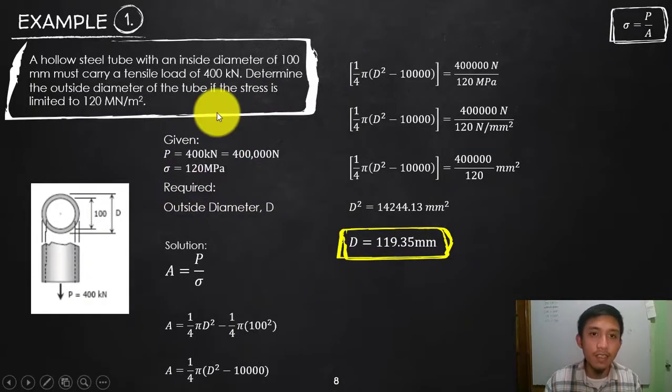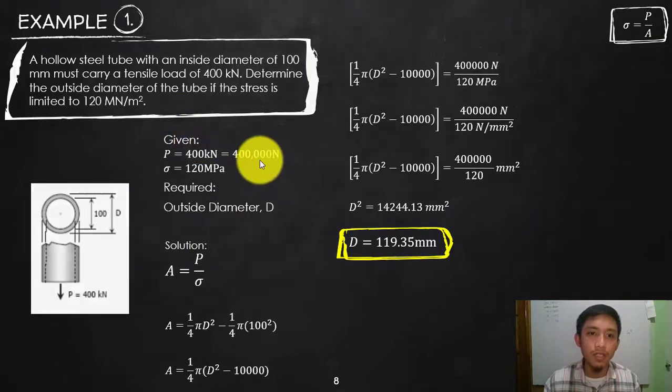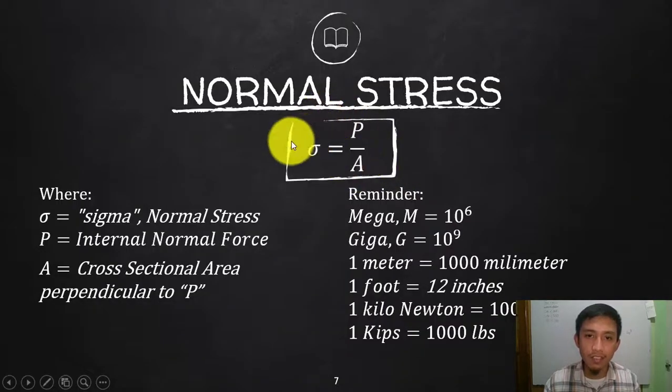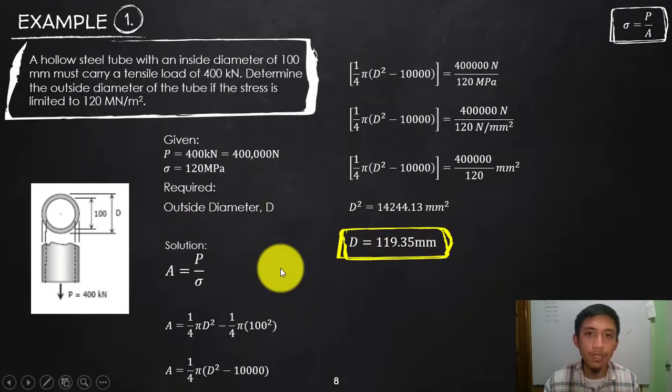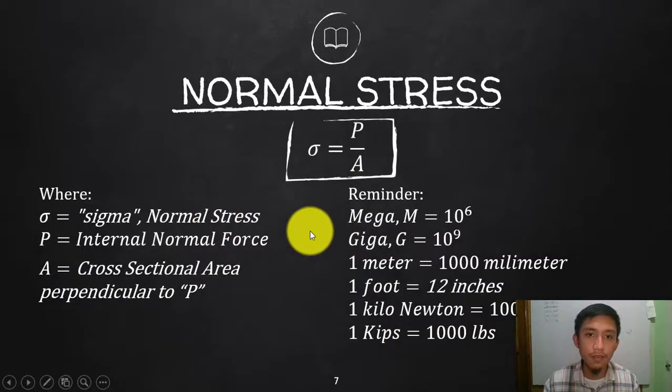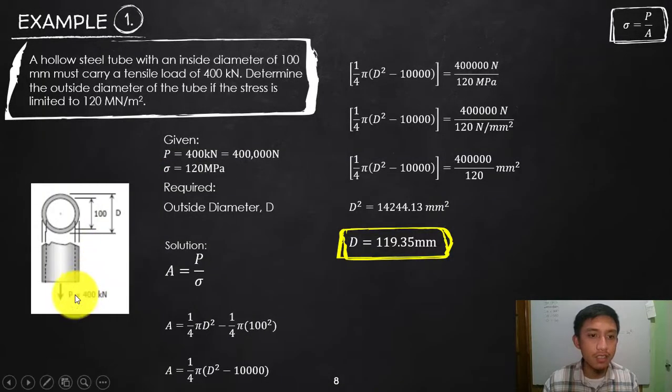the given. We are given there the 100, that is the inside diameter. Maybe we will deal with that later on, because in our formula what we have is area. So we will try to relate that one. How will that be related with the diameter? But first, we are given here 400 kilonewton, which is the force. However, in our formula, P there should be the internal force. But in our case, that is the external.